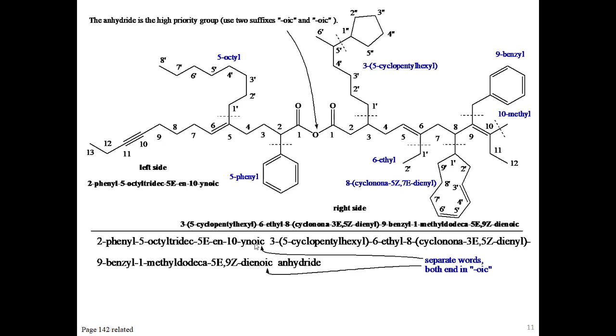So now we're done there. Ine, oic. I come to the other side. 1, 2, 3. Okay, I count up. That's 6 carbons. That's hexyl. But at the 5th position, I have a cyclopentyl. So I have a 5-cyclopentyl hexyl. 6-ethyl. Very easy. 8. Now I'm going to number 1 and go down to the right. So that is 9 carbons, and there's 2 double bonds.